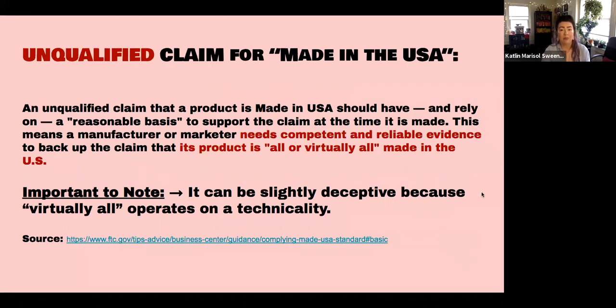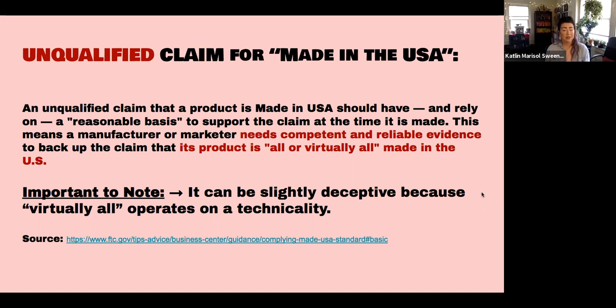Now, an unqualified claim for made in the USA is a bit different. She tells us that an unqualified claim that a product is made in the USA should have and rely on a reasonable basis to support the claim at the time it is made. This means a manufacturer or marketer needs competent and reliable evidence to back up the claim that its product is all or virtually all made in the US. Now, it's important to note here that this can be slightly deceptive because virtually all operates on a technicality. So we really do have technicalities happening with both of these, but especially with unqualified claims, it's really, really tricky.